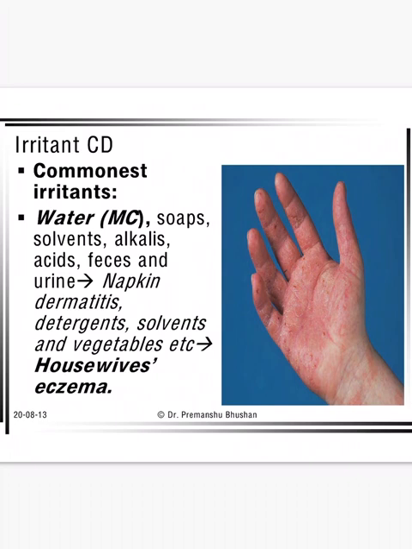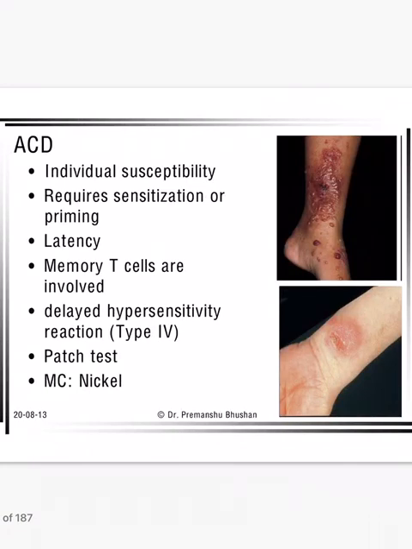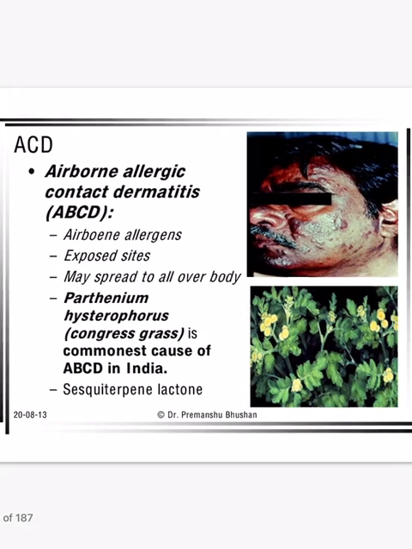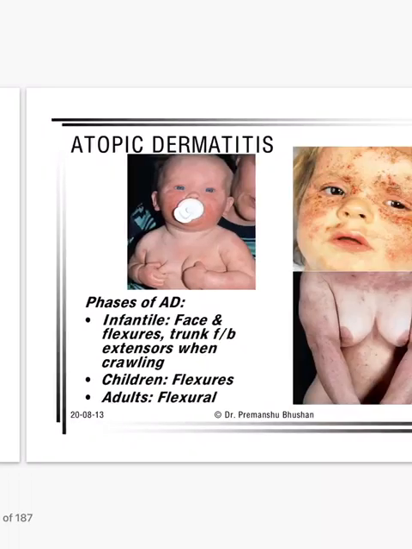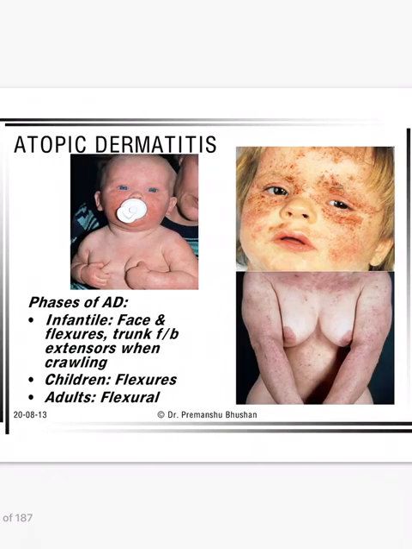Okay, now contact dermatitis. So there are some irritants that may irritate the skin, like water, soap, solvent, detergent, guys. Okay, housewife's eczema. Now coming on, we do a patch test for contact dermatitis, that is type 4 hypersensitivity, and the most common metal causing contact dermatitis is nickel, guys. Okay, then airborne contact dermatitis. What is the most common cause? That is Parthenium, the most common cause in India, guys.